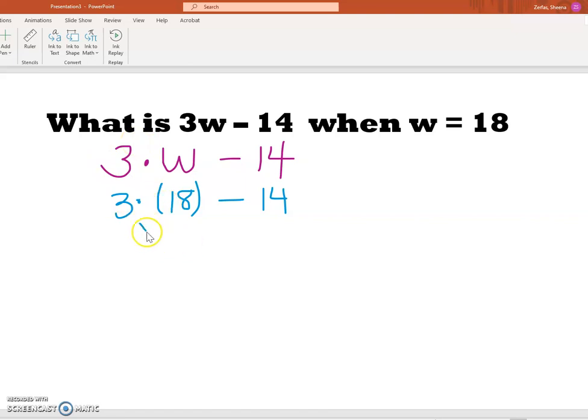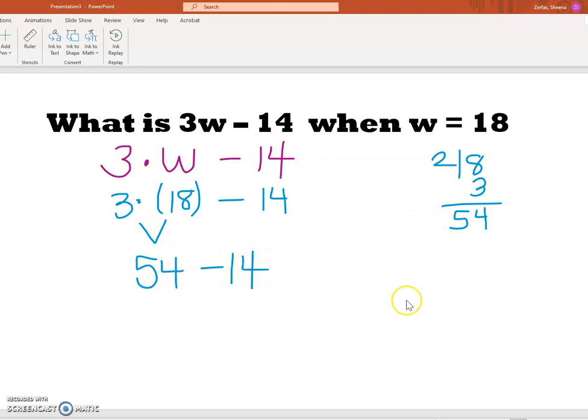Next, I will multiply those two values, the coefficient 3 times 18. I would suggest doing this out to the side as to not confuse yourself. Okay, and again, the minus 14 is staying the same. As I'm working my way down, I'm simplifying the expression one step at a time until I can arrive at a final answer. So I can do 54 minus 14 will give me an answer of 40.